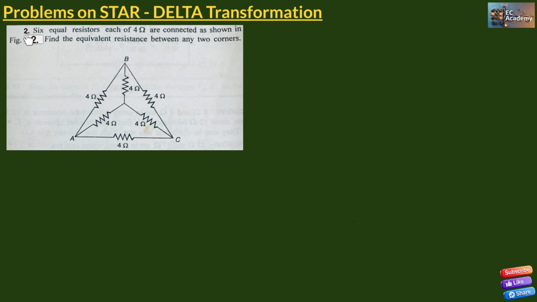Now let us consider the second example. Here, 6 equivalent resistors, each of 4 ohm, are connected as shown in figure 2. Find the equivalent resistance between any two corners.